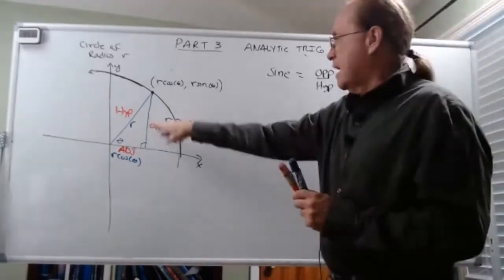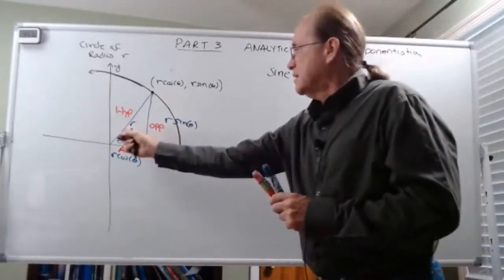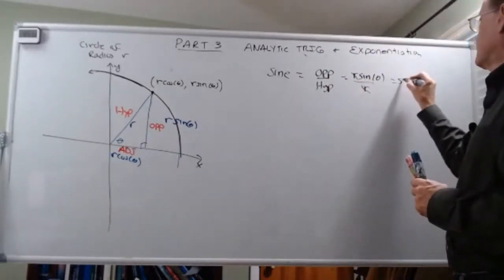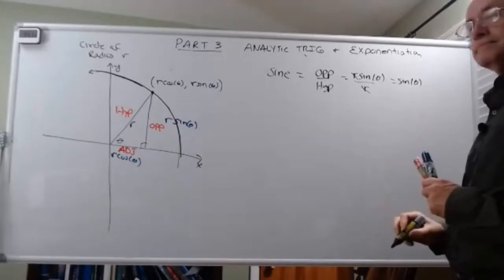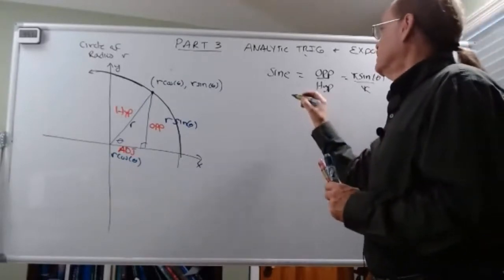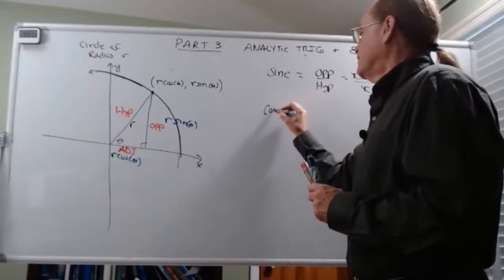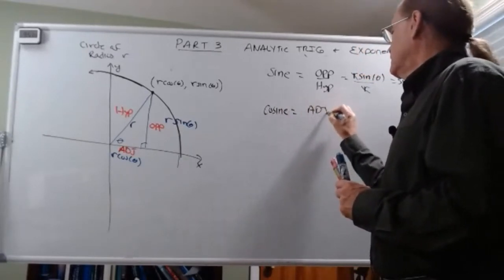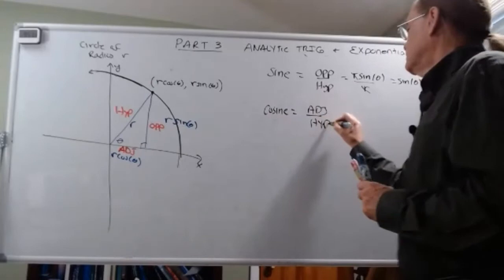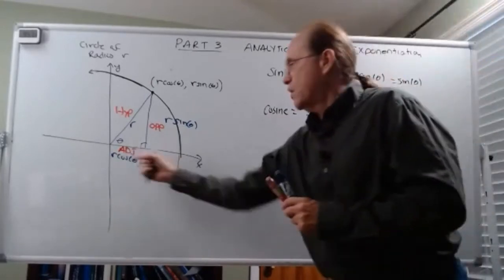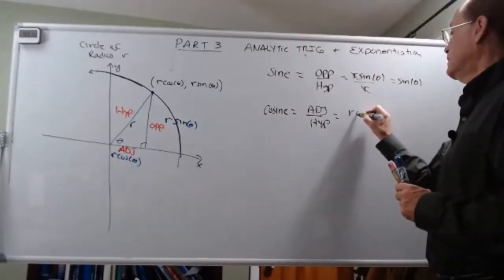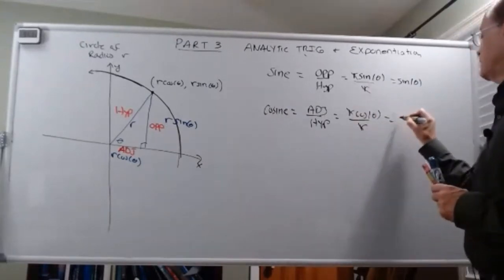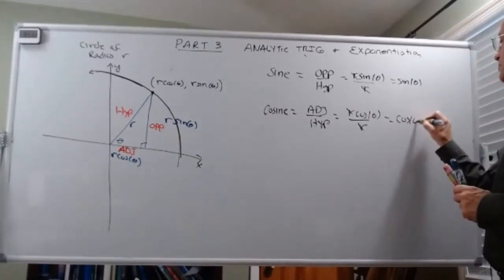That's the opposite length, that height, divided by the hypotenuse. And I get the same thing back. Then I could also look at how the cosine is defined. And that's the adjacent over the hypotenuse. Well, the adjacent is r cosine theta, also over r. So notice I get the same thing back.